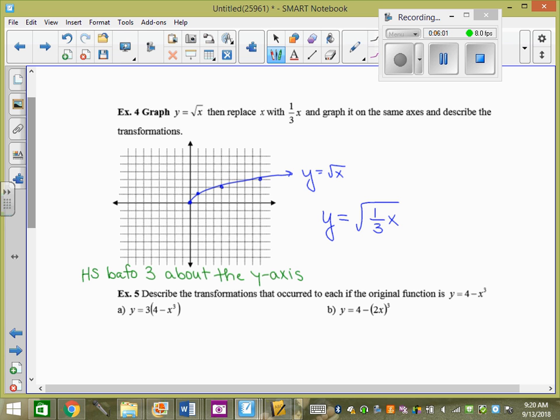So our mapping is going to be xy becomes 3xy. So this is going to stay the same. And 1 is going to be at 3 now. Same height, but at 3. And my 4 is going to be the same height, but now at 8.